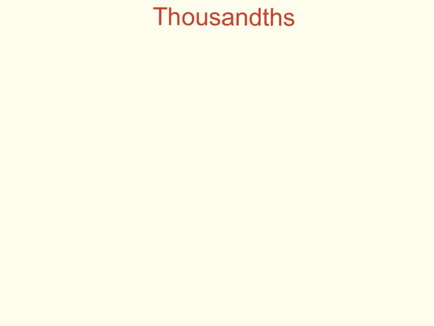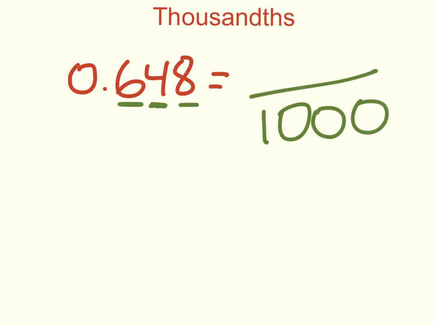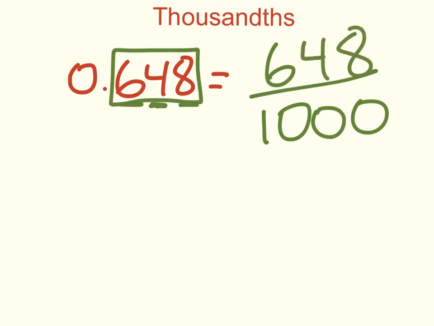This next part of the video is going to explain writing decimals as fractions. If you have a decimal like this, 0.648, you need to write that as a fraction. Because we're showing tenths, hundredths, and thousandths, I know that my denominator will be thousandths in my fraction, and I have 648 thousandths. So I write it like that.